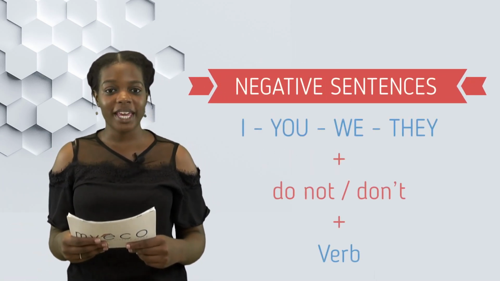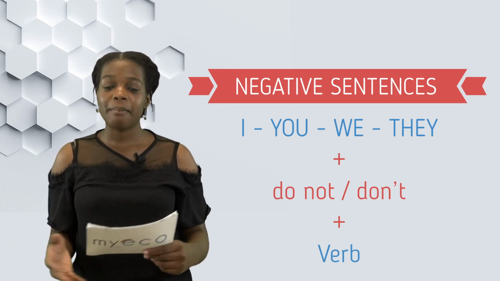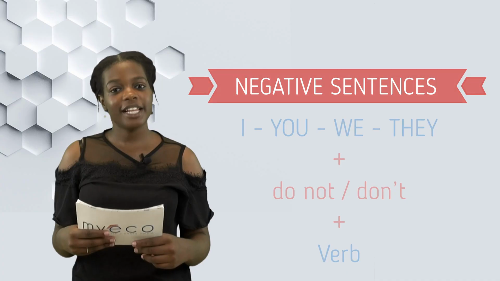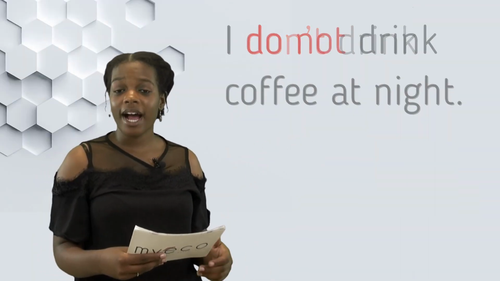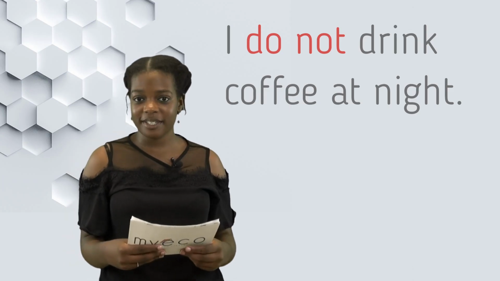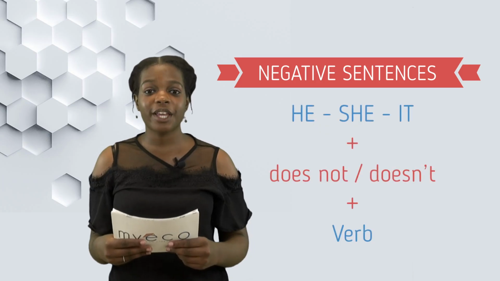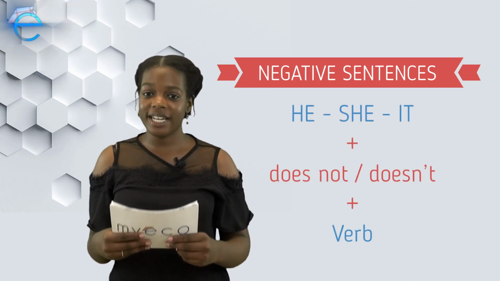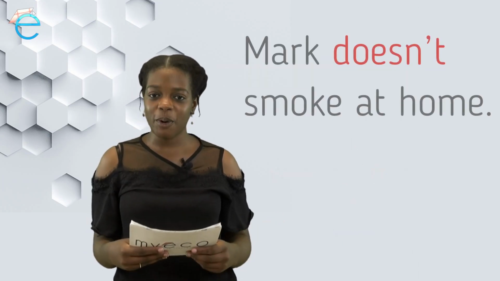For negative sentences, I, you, we, and they go together with don't or do not, plus our verb unchanged. Let's look at an example. I don't drink coffee at night, or I do not drink coffee at night. For he, she, and it, they go together with does not or doesn't. An example of this would be, Mark doesn't smoke at home.